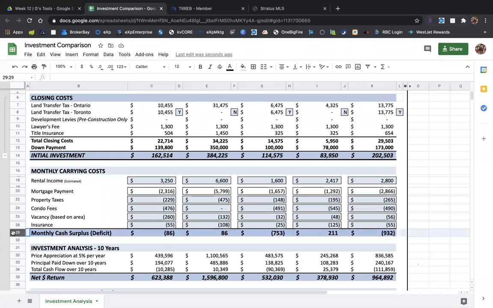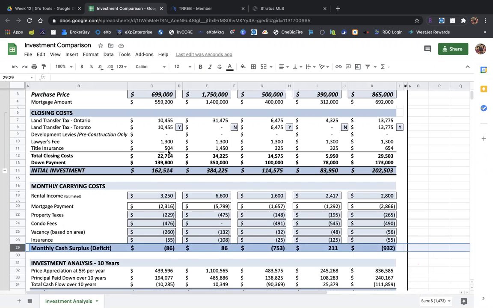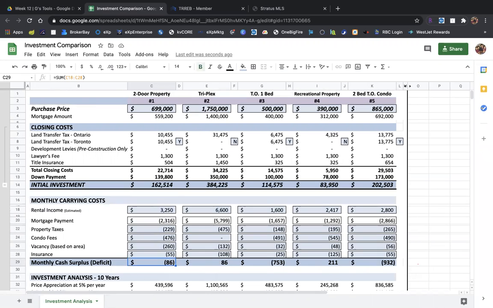Okay. Line 29, your monthly surplus or deficit. That's just saying, okay, you're bringing in an income of X dollars here, minus all these expenses, and that's what you're going to be left at the end of the month. So property 1, the investor is going to lose $86 a month, which is not so crazy, right? Because any dollar you make is added to your income and you're going to pay tax on it anyways. Okay. The second property is going to make $86 a month.